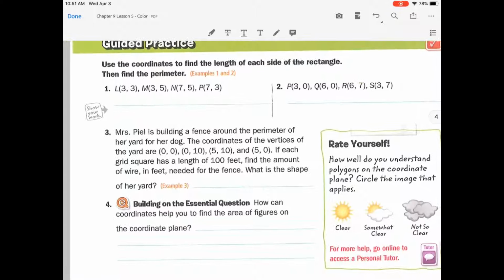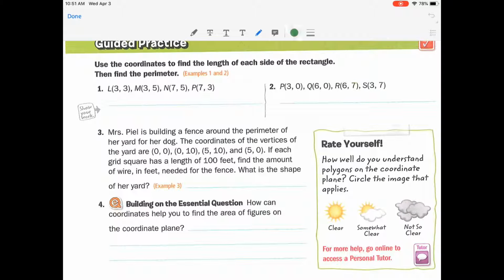All right, let's take a look at some examples. So we're going to do these practice problems together. While we're practicing these problems together, make sure you're working them out as well. It says use the coordinates to find the length of each side of the rectangle, then find the perimeter.